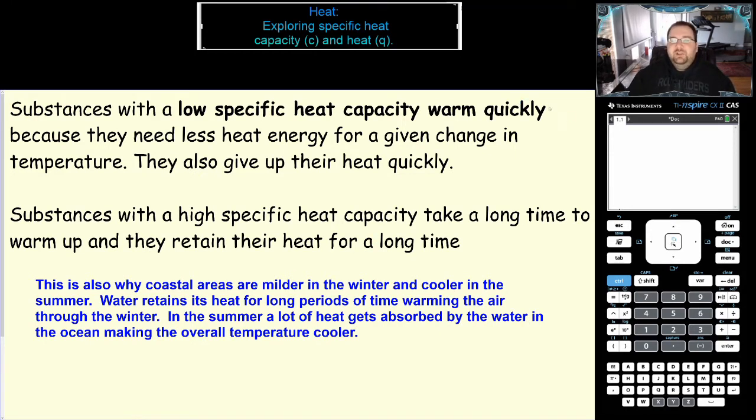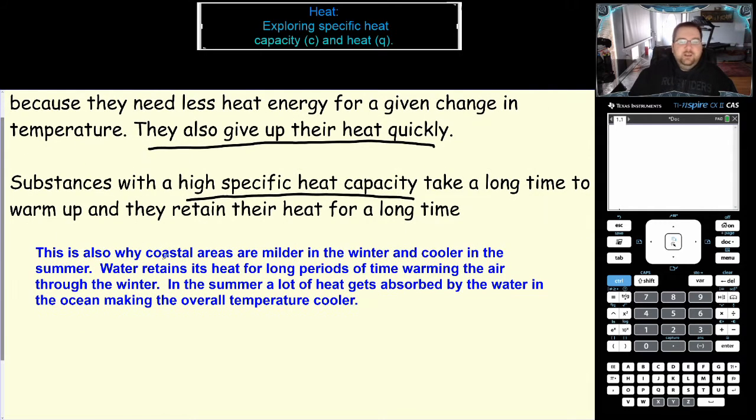So substances with low specific heat capacity, small values, warm up quickly because they don't need as much energy to change their temperature. But they also lose their energy very quickly, right? It can work in both directions. Having a low specific heat capacity means they can gain or lose their energy very, very quickly. Things with high specific heat capacities do the opposite. They take a long time to gain or lose their heat.